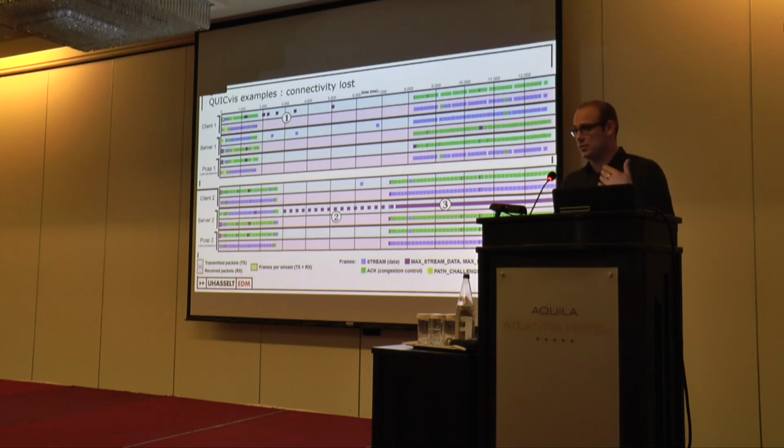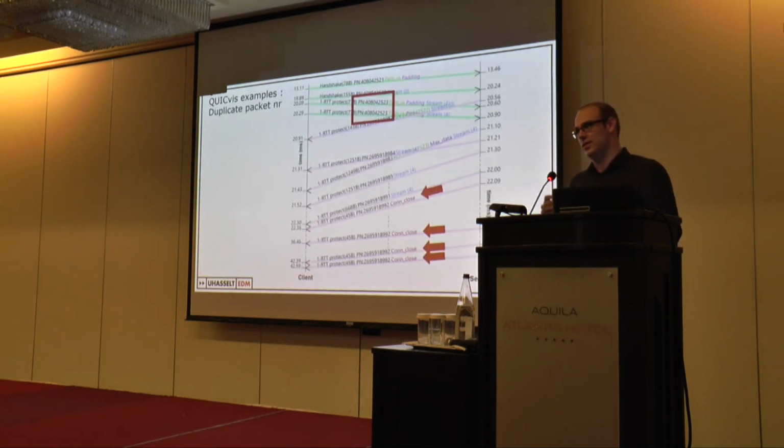The second bug is actually one of my favorite bugs that I found ever. QUIC disallows duplicate packet numbers. It's not a very big deal. You're supposed to just drop a duplicate packet if you receive it.